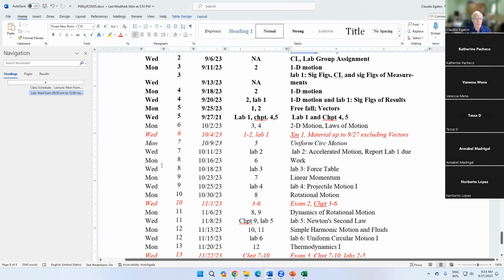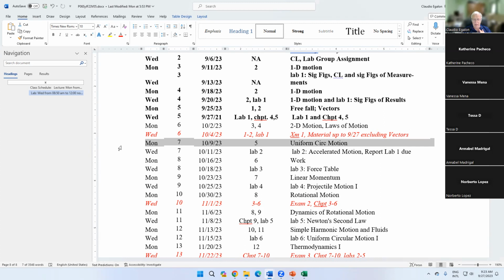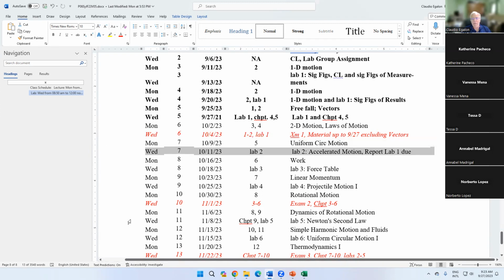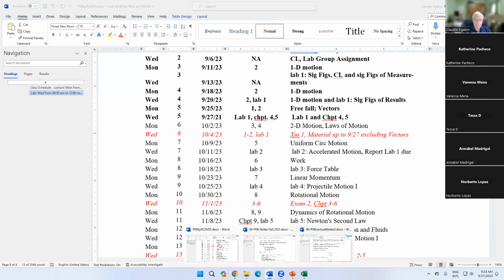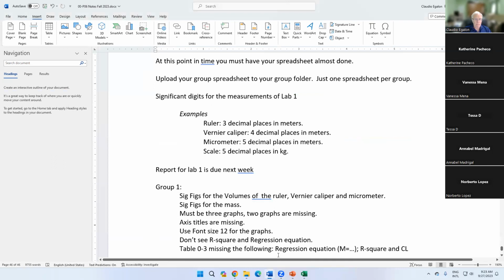Report lab one due. Okay, next week is the exam, so I usually don't make the lab report due on the exam, so you can have as much time as you can to start to study for the exam, right? So it's gonna be due the following lab, October 11. That's two weeks from now.